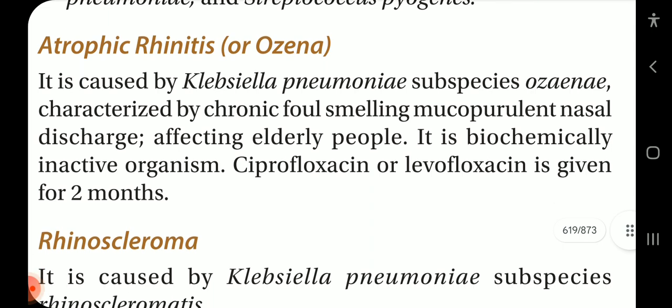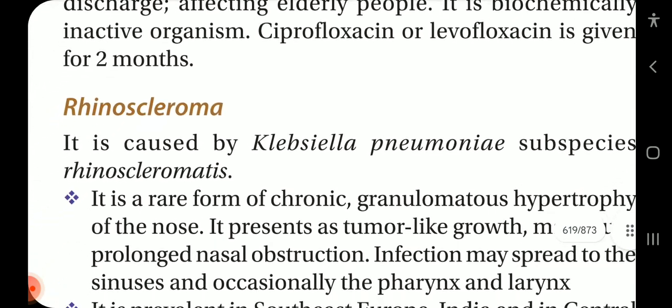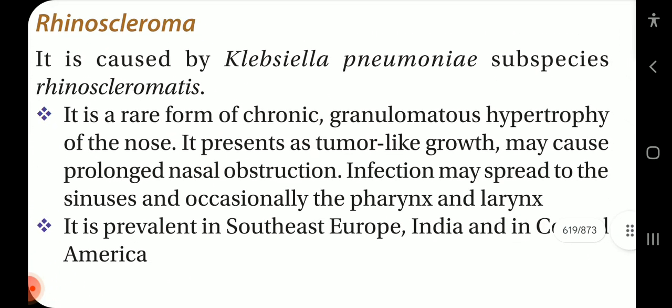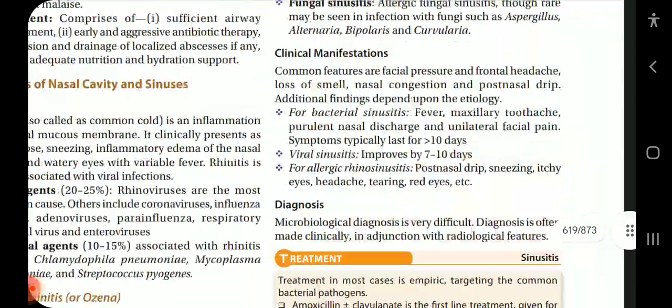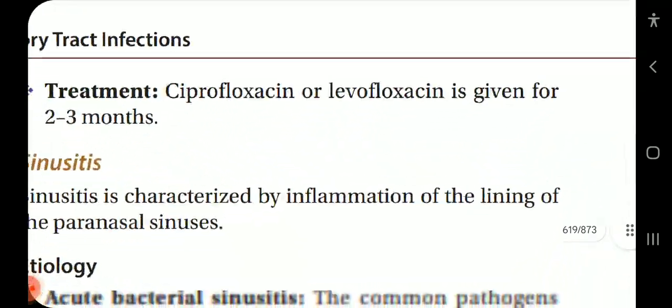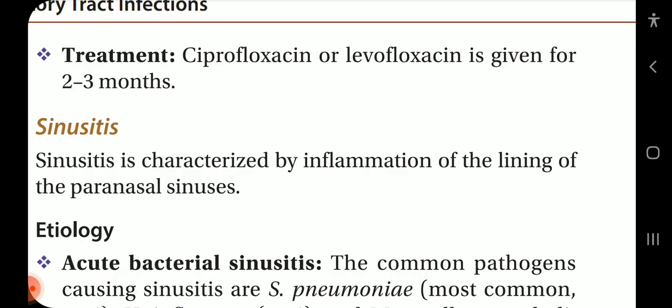Atrophic rhinitis or ozena. It is caused by Klebsiella pneumoniae subspecies ozaenae, characterized by chronic foul-smelling mucopurulent nasal discharge affecting elderly people. It is a biochemically inactive organism. Ciprofloxacin or levofloxacin is given for 2 months. Rhinoscleroma. It is caused by Klebsiella pneumoniae subspecies rhinoscleromatis. It is a rare form of chronic granulomatous hypertrophy of the nose. It presents as a tumor-like growth which may cause prolonged nasal obstruction. Infection may spread to the sinuses and occasionally the pharynx and larynx. It is prevalent in Southeast Europe, India, and Central America. Treatment: ciprofloxacin or levofloxacin is given for 2 to 3 months.